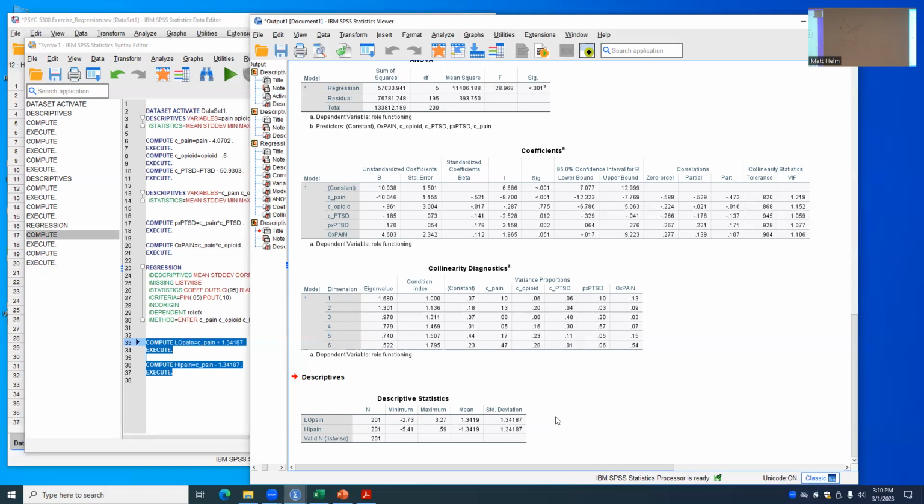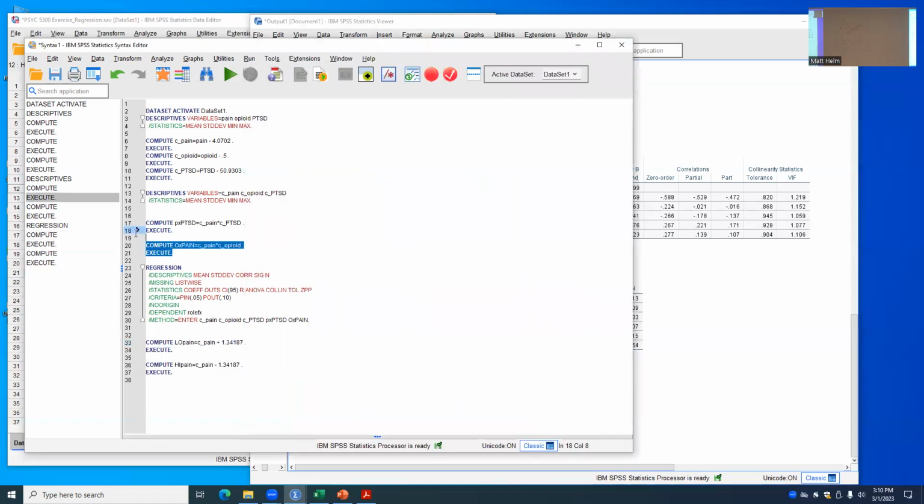Other questions? All right. So we've got our recentered pain at high and low. Now I'm going to create new interaction terms for both of my interactions that incorporate pain.